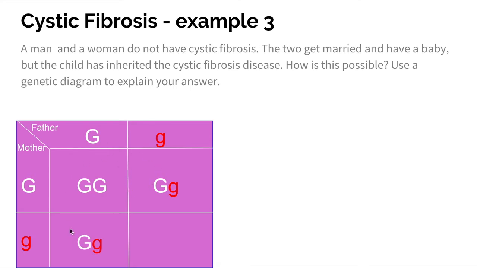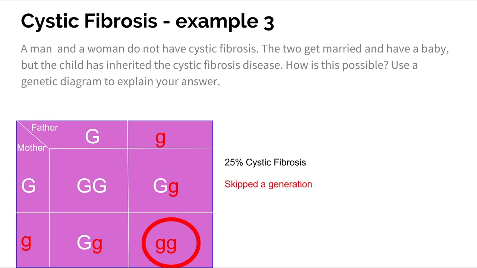75% of them have the dominant normal allele, and so they don't have the disease. But 25% of them, they inherit the diseased allele from the father and the diseased allele from the mother, and so they get both the alleles, and so they are homozygous. Homozygous, remember that word. Because they have both the recessive alleles, they have the disease. So 25% chance of cystic fibrosis.